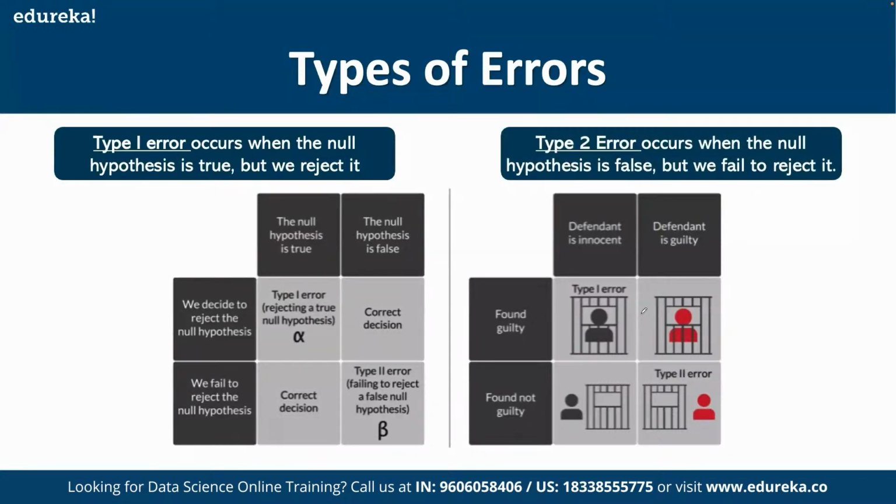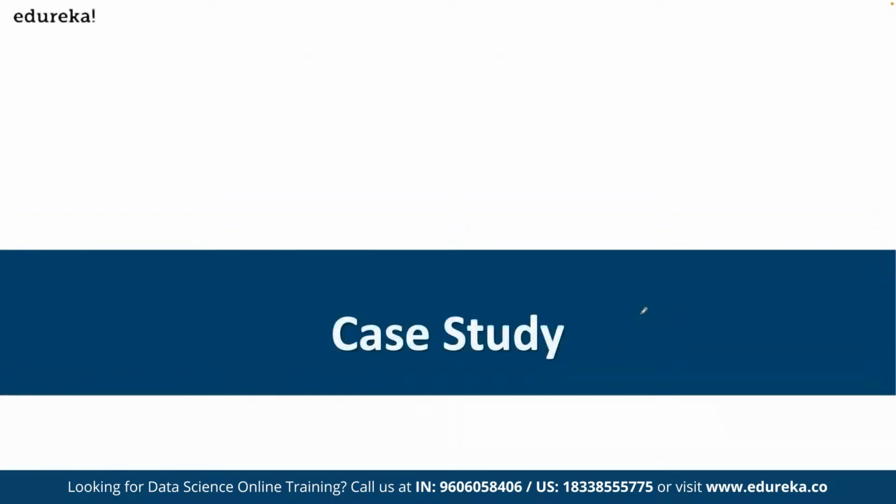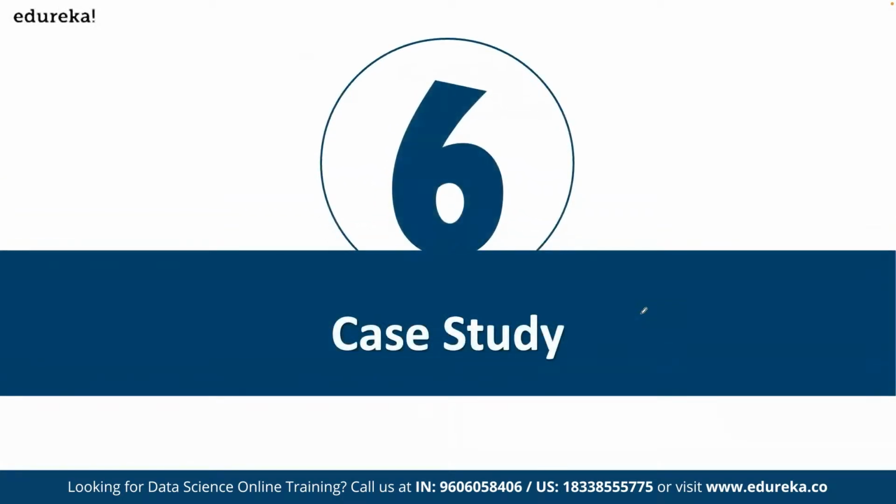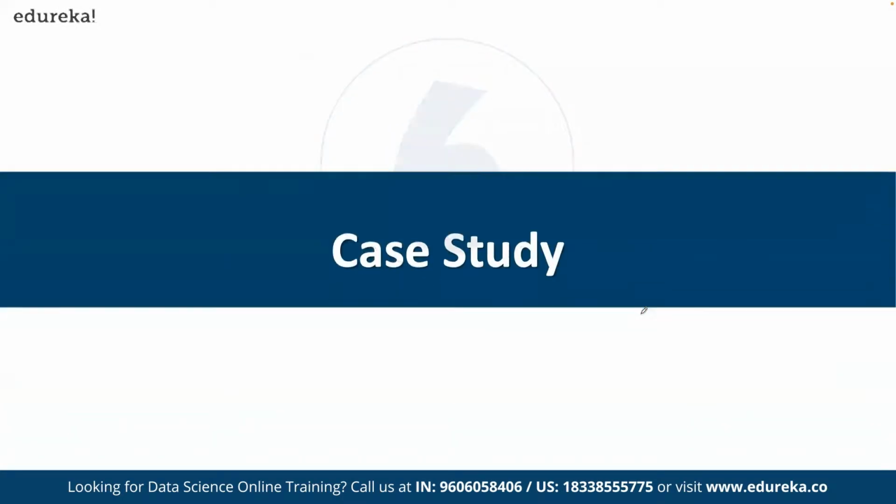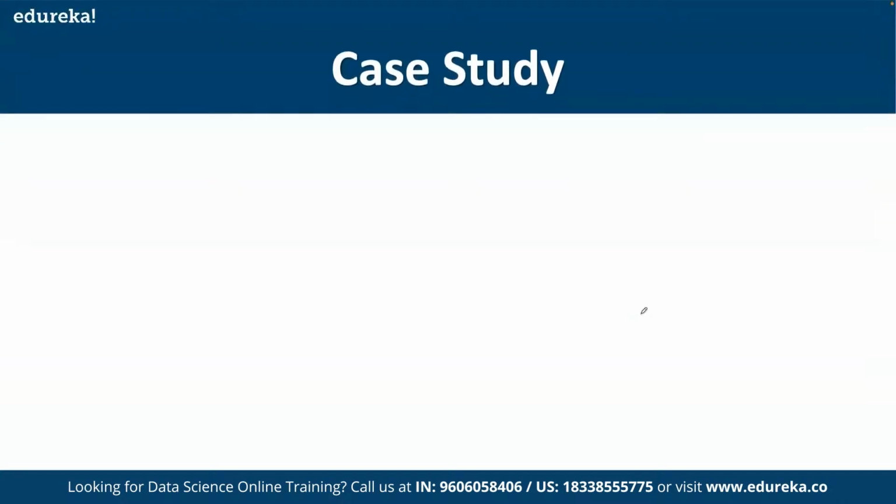A type 1 error means the null hypothesis is true, but we are rejecting the null hypothesis and going with the alternate hypothesis. That is the scenario we call a type 1 error. The type 2 error occurs when the null hypothesis is false, but we fail to reject it. These are the two kinds of error we generally come across while performing hypothesis testing. Now, to get better clarity on this, let's take up a case study.